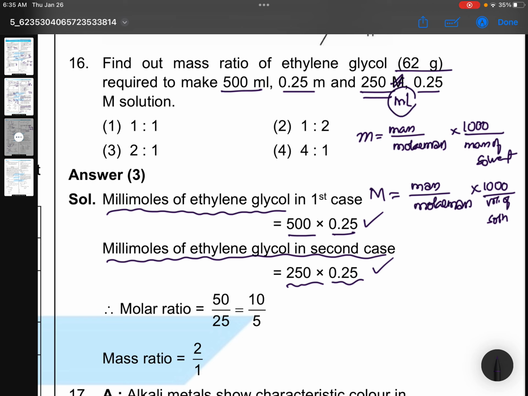Not 250 ml exactly. One should be, because here mass should be used. Okay, memory based, no? We need to accept. What they want to ask is, here it is 500 ml, here it is 250 grams, like that I think. 250 grams also is not accepted. Let us take. One is small m, another is capital M. Here it is only 250 ml, 0.25. Okay.